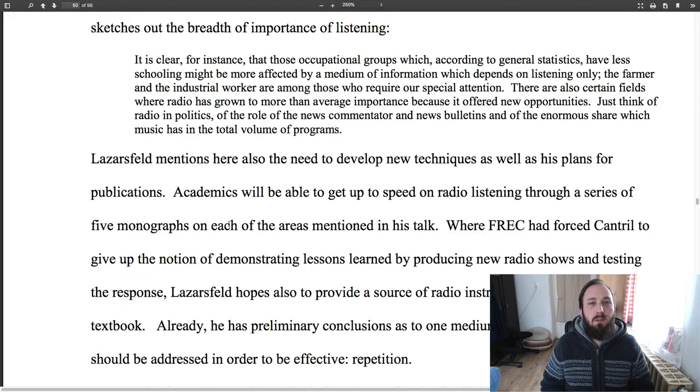It is clear, for instance, that those occupational groups, which according to general statistics have less schooling, might be more affected by a medium of information which depends on listening only. The farmer and the industrial worker are among those who require our special attention. There are also certain fields where radio has grown to more than average importance because it offered new opportunities. Just think of radio in politics, of the role of the news commentator and news bulletins, and of the enormous share which music has in the total volume of programs.